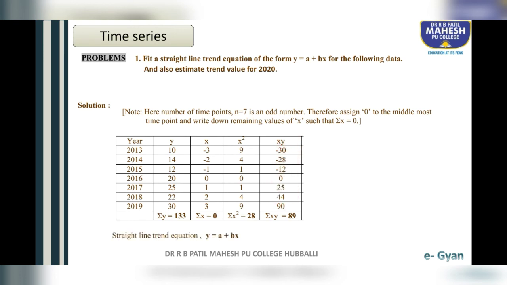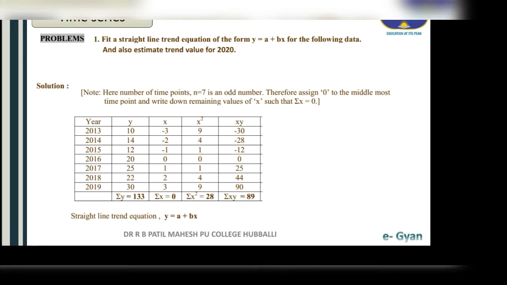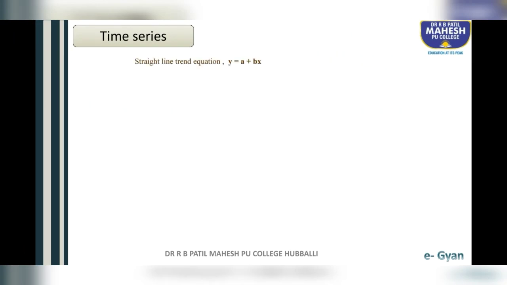So now you find the values of a and b. You know, students, the straight line trend equation is y is equal to a plus bx. The normal equations for the straight line trend are: summation y is equal to na plus b summation x, and summation xy is equal to a summation x plus b summation x square. Since summation x is 0, the value of a is summation y by n. Summation y total is 133 and n is 7. So 133 divided by 7 is 19.